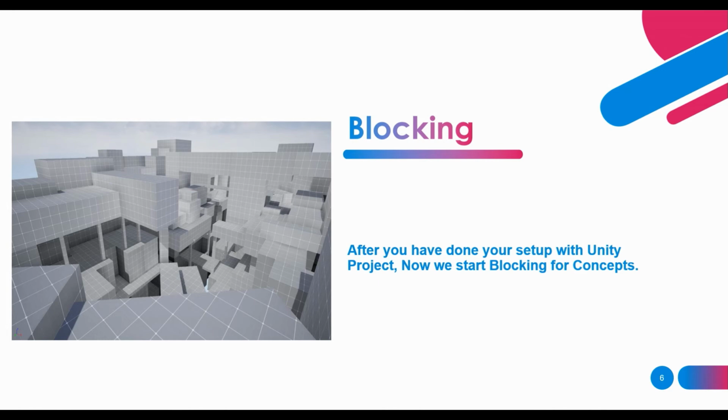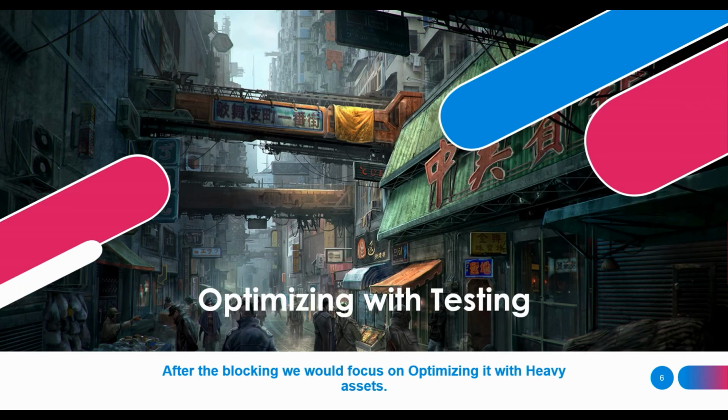Because there are two major aspects for a game to be popular. The first one is graphics, obviously. The second one is the fun and enjoyment in the gameplay. We want our game to be graphically good and also enjoyable. We don't want people to experience lag and a lot of errors and bugs. So we'll also start with blocking after that. Then optimizing with testing. This is the main part.